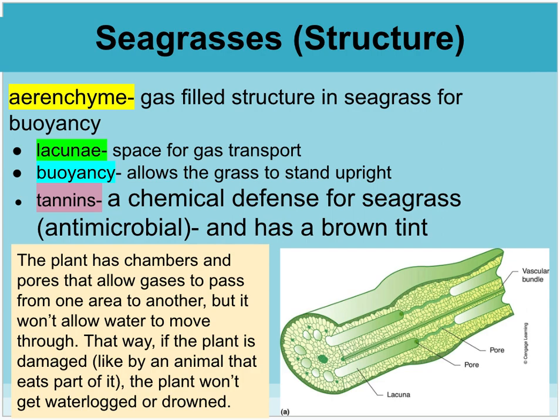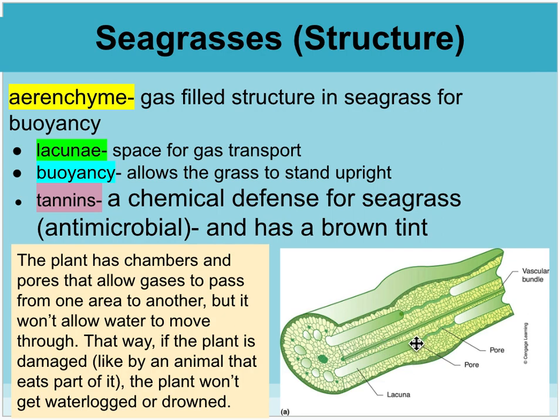Inside of seagrasses, they have something really important called the aerenchyme. The aerenchyme is a gas-filled structure that helps the plant stay buoyant, and it's broken down into different parts. So we're going to talk about the aerenchyme for a minute. The aerenchyme has these individual little pockets called the lacuna. And the lacuna are these open spaces where carbon dioxide and oxygen can be exchanged with the outside environment and cells.